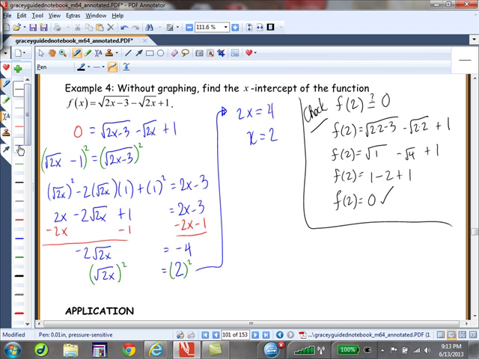So find the x-intercept. The x-intercept is an ordered pair. So the x-intercept is the ordered pair (2, 0).